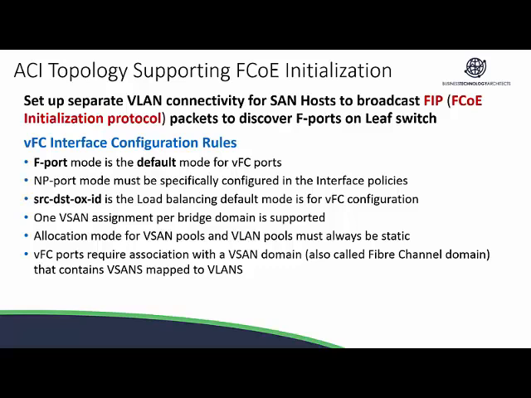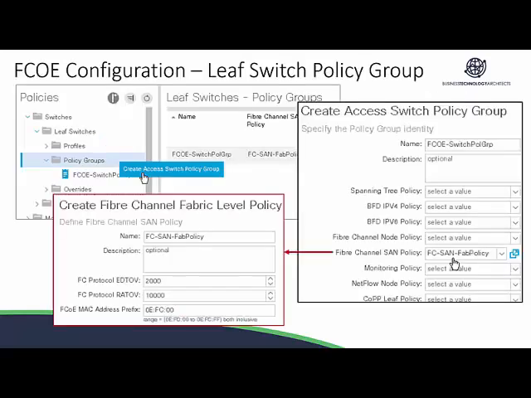The ACI topology supports FCoE. We have to set up a separate VLAN connectivity for the SAN host to broadcast FIP and discover F ports on a leaf switch. So we do have to have that configuration done. And here's how you would do that in the FCoE configuration.